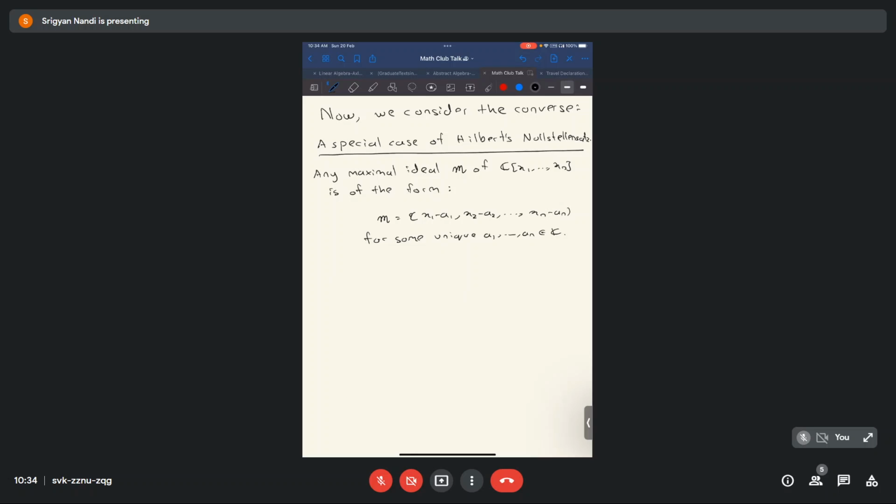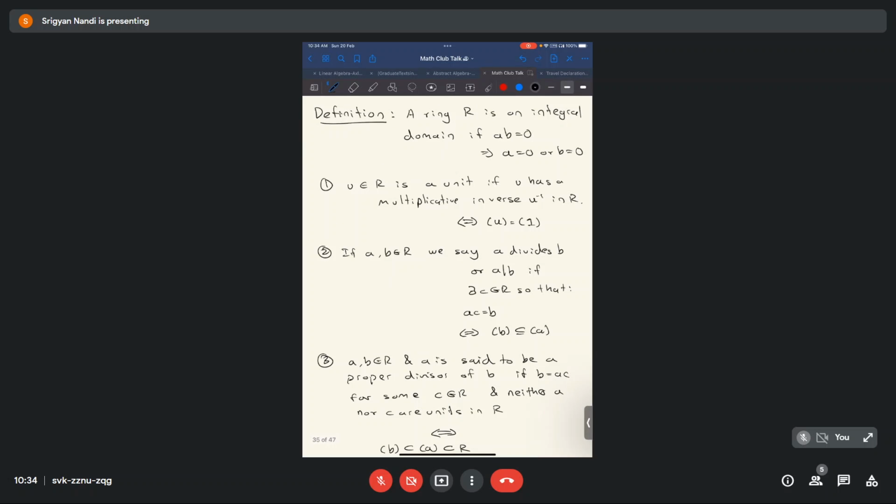I will not prove this since it uses a lot more advanced ideas of field extensions and field extensions being vector spaces over their base fields. But it's just in general a nice theorem to keep in mind and to keep in hand. So now we can move on to some special cases of integral domains, and we'll try to see how we can generalize the notions of primes and divisibility in a more general setting here.